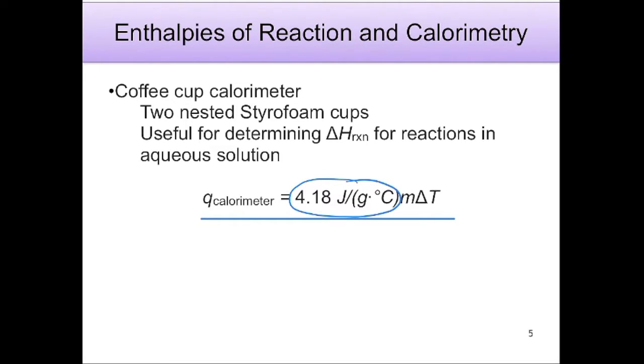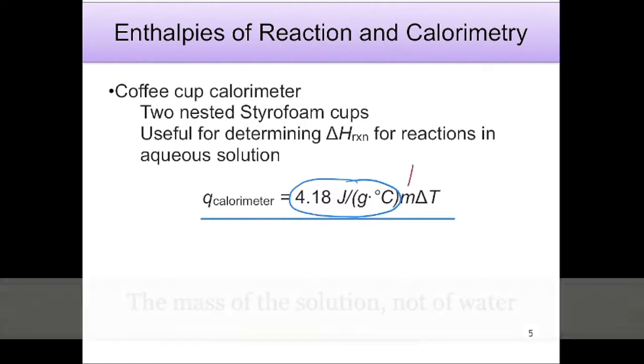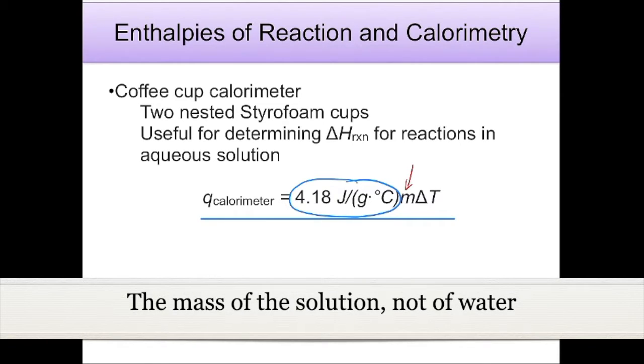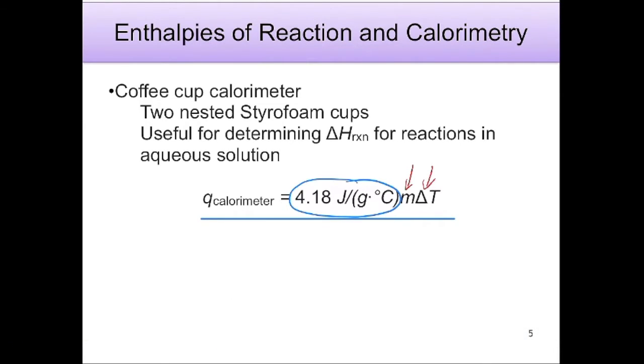And then, of course, if we want to continue to solve for the energy, or the Q, of the calorimeter, we need the mass of water that we use, and we also need the change in temperature. So the change in temperature, delta T, is going to be the difference between the maximum temperature the reaction reaches and the temperature that the reaction started at before any reaction had taken place.